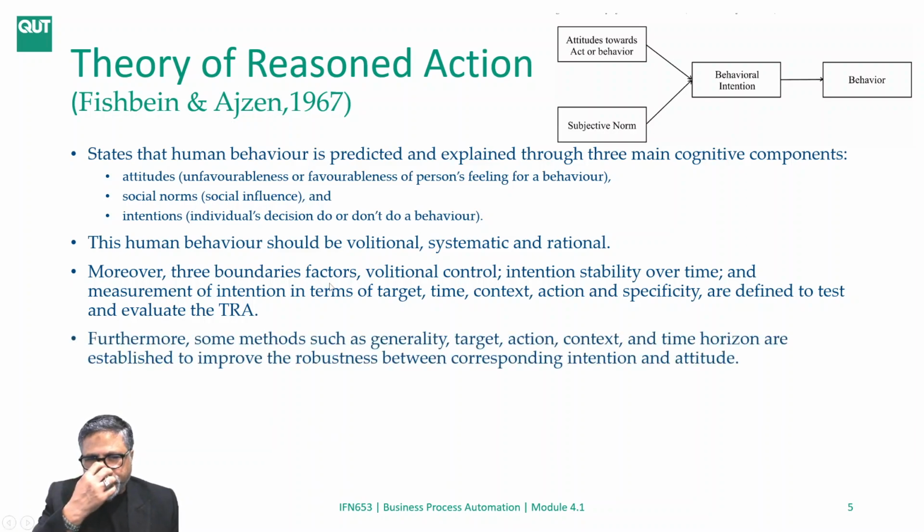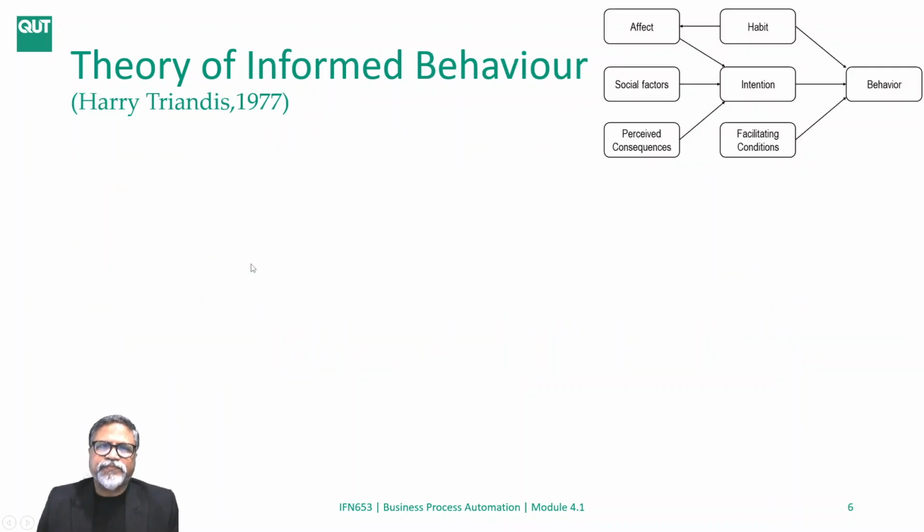Okay, so finally, some methods such as generality, target, action, context, and time horizon, which we discussed in the previous point as well, are established to improve the robustness between corresponding intention and attitude. For example, from a software development domain, you notice that we have methods like pilot implementation or phased implementation or plunge implementation. So all of those gradual implementation actually came from theory of reasoned action.